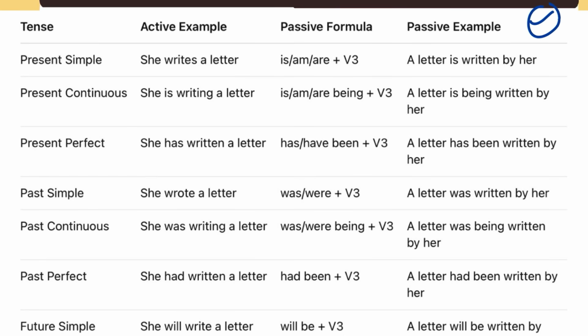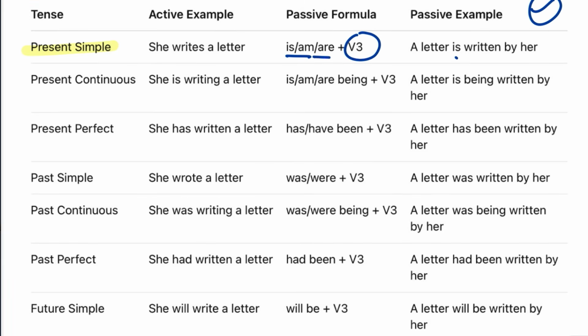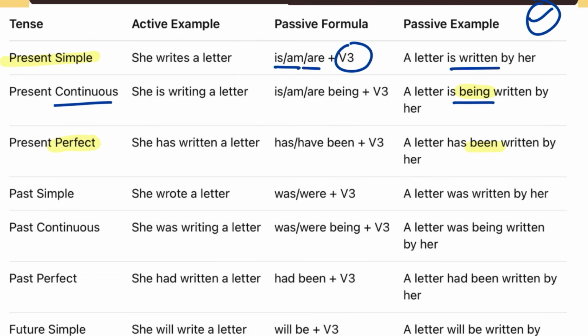Now let's revise all of this. In the case of present simple, see it's written: she writes a letter. We will be using is or am or are plus the verb's third form. A letter is written by her. In the case of continuous, we'll be using being. In the case of perfect, we'll be using been. You can take a screenshot of this.